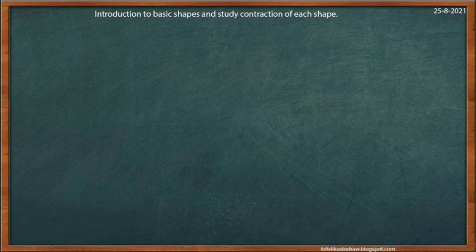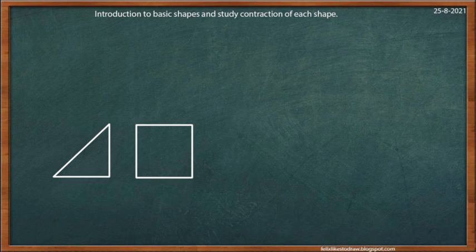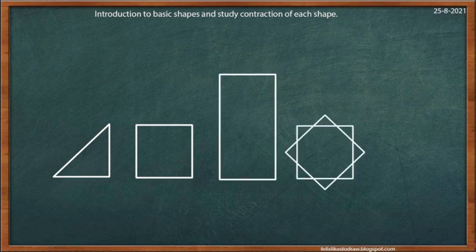Today we will be introducing the basic shapes and studying their constructions, how each of these shapes is constructed. Let's study the triangle. That's how the triangle becomes a square, how a square can become a rectangle. You take two squares, you can make another shape out of it, which can lead to a circle.